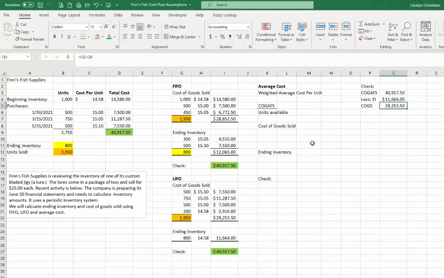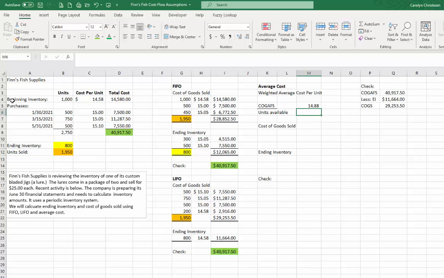method, which is average cost. Now, average cost is a little different because every unit carries the same cost, whereas here each unit has a unique cost, right? Has the cost that you bought it for. So to find your weighted average cost per unit, you take your cost of goods available for sale and you divide it by how many units you had available. All right, so $14.88.